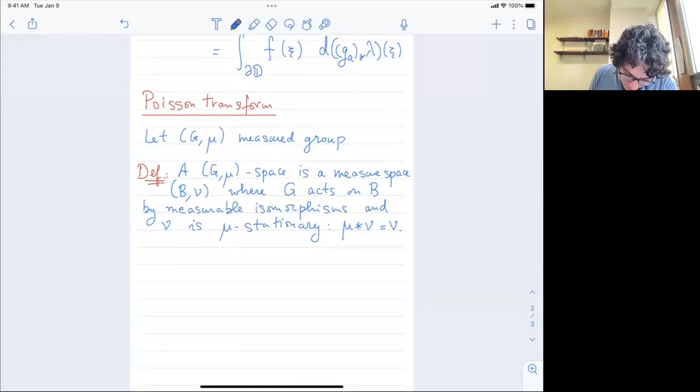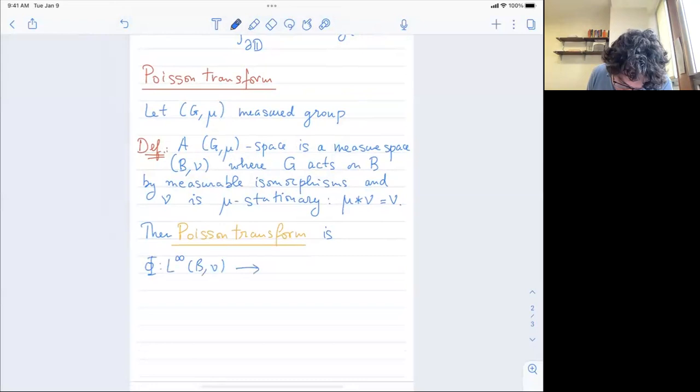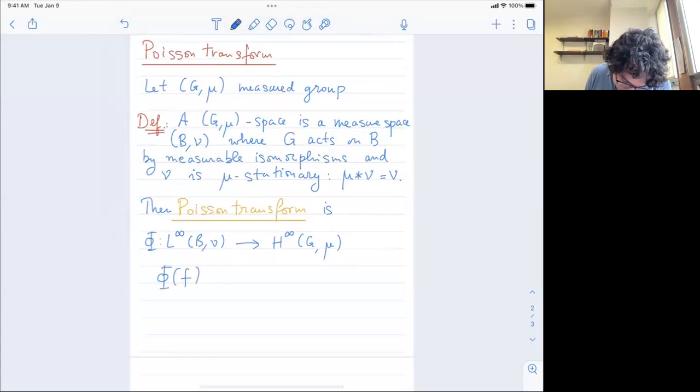So we say the Poisson transform is the following, a map phi between L infinity of B nu and H infinity of G mu. Remember that the right hand side is the space of bounded harmonic functions on G, and it's defined like this.